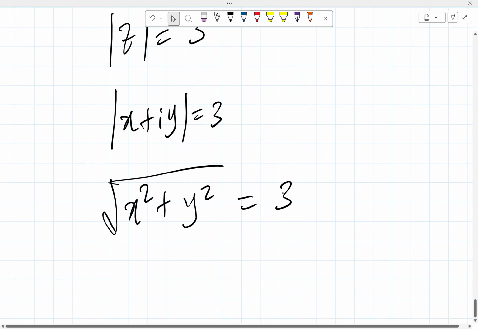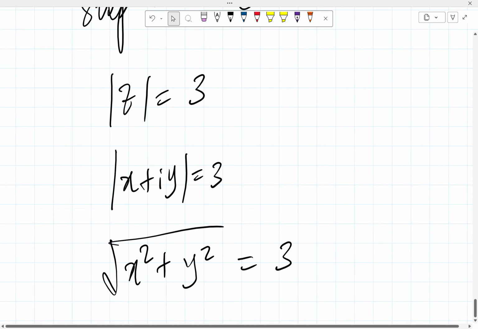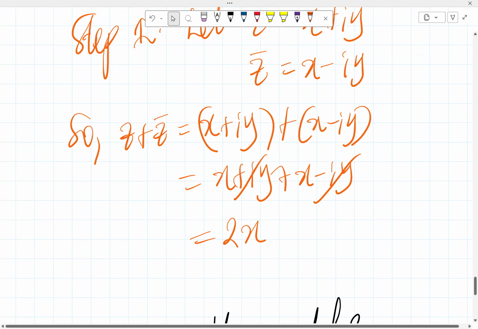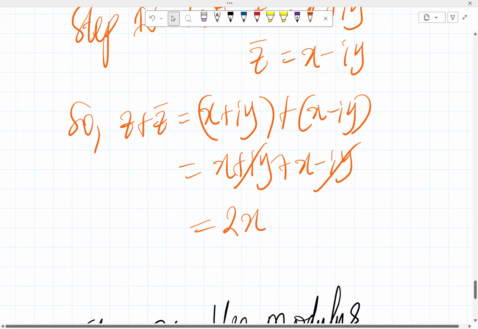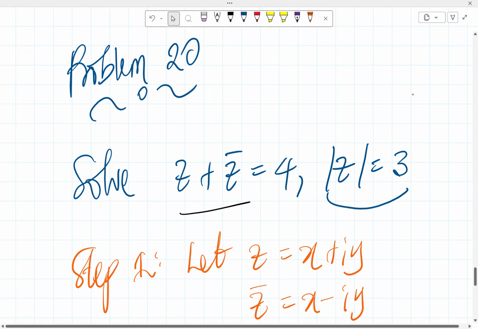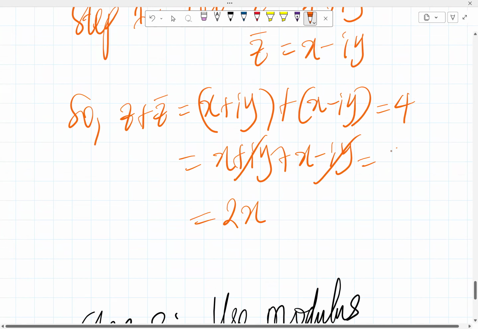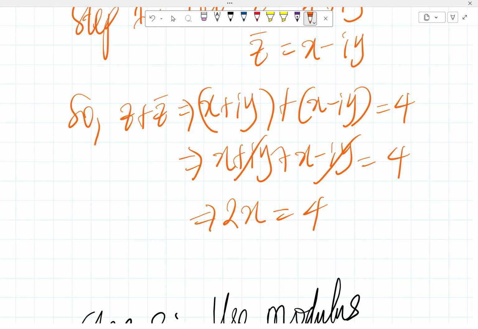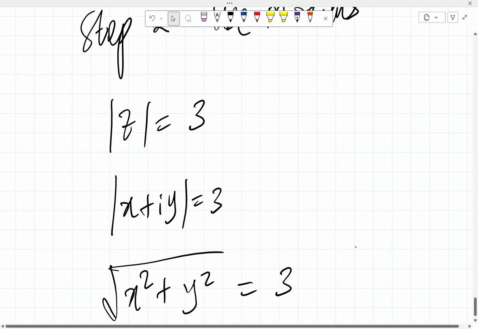So in that case, we already know that z plus z bar is equal to 4. I think we are given that already. Yeah, it's equal to 4. So this implies that this is equal to 4. That means that x is equal to 4 over 2, which is equal to 2. So we know x is already 2 from here. So we have x equals 2.